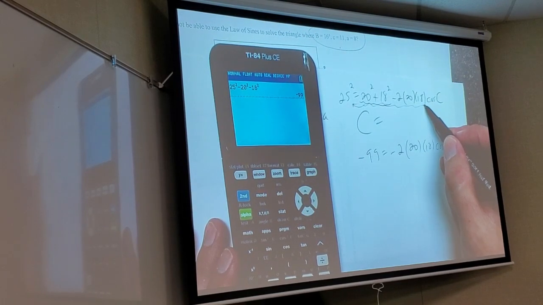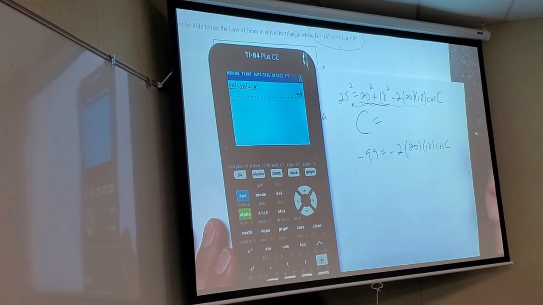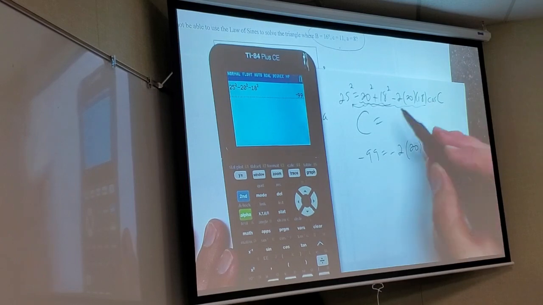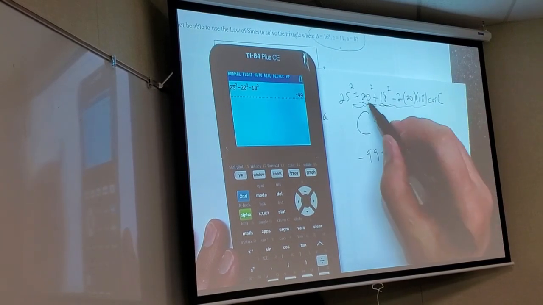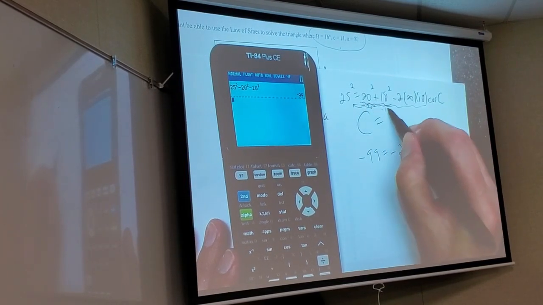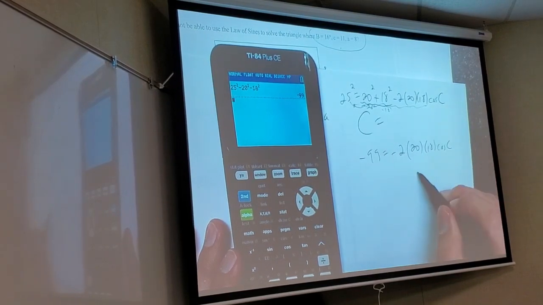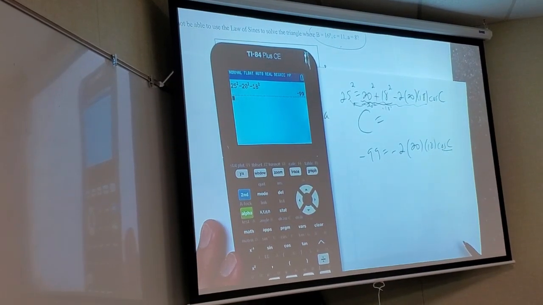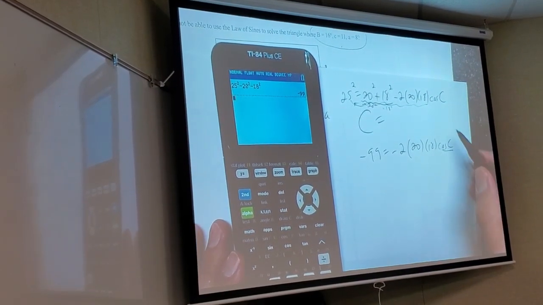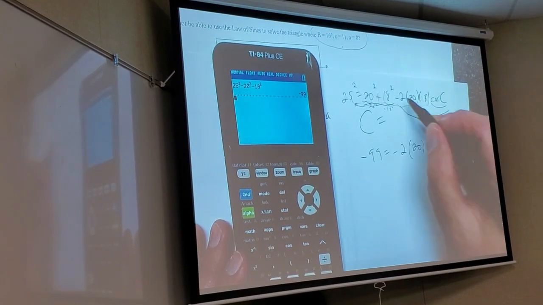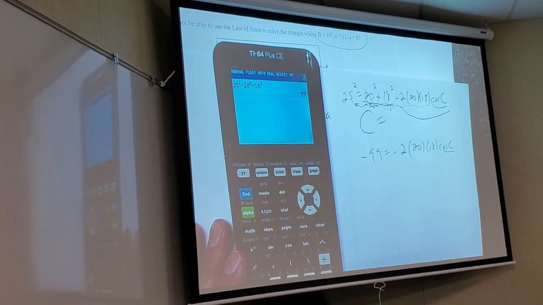Wait, why did you subtract them? Because eventually you're going to have to move them over. If I get rid of these, put that over there, I just have this part left, and now I'm getting my cosine C by itself, right? So I'm trying to solve for this. I'm trying to get this term by itself, so I want to get rid of this stuff.